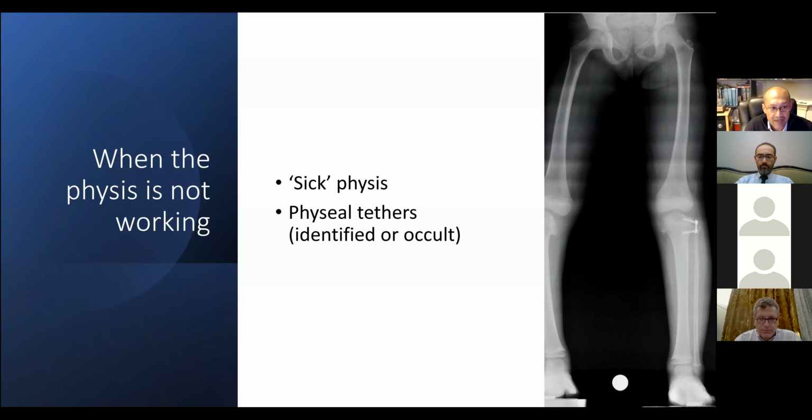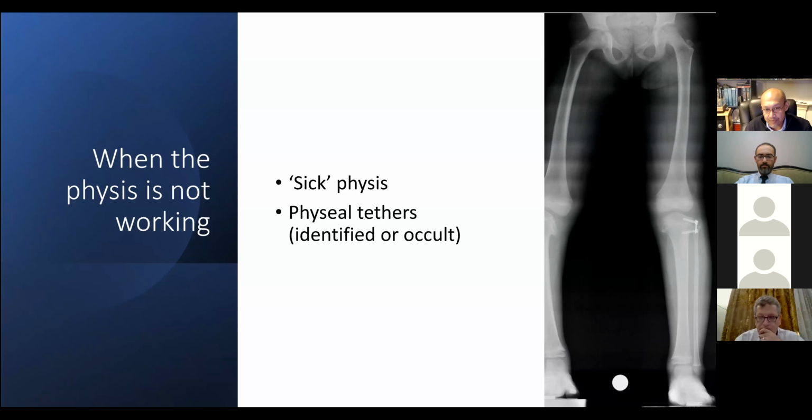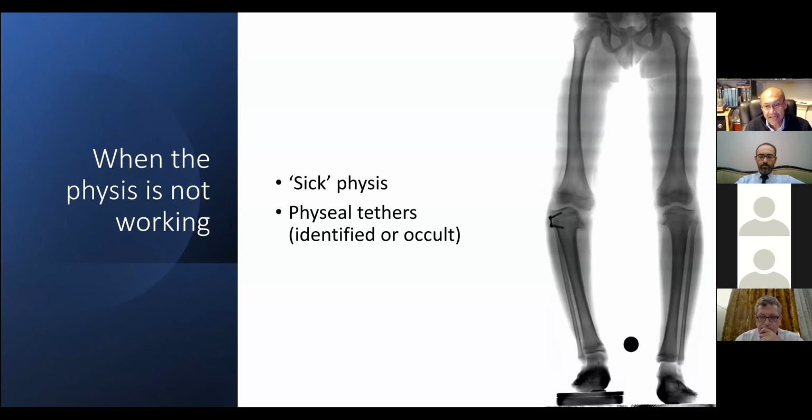So here is an example of Blount's, bilateral Blount's. On the left leg, we used an 8 plate, and you can see here we've achieved correction, but on the girl's right leg, it has not corrected the deformity. On one side, the Blount's obviously had a tether and the other did not.